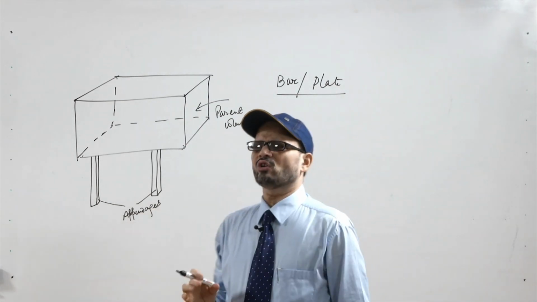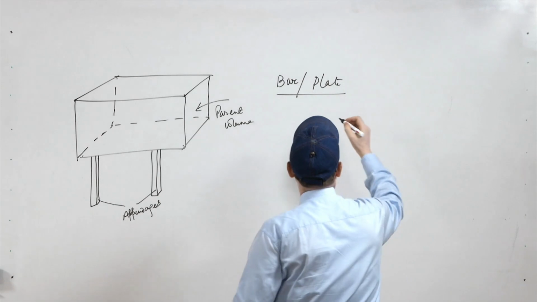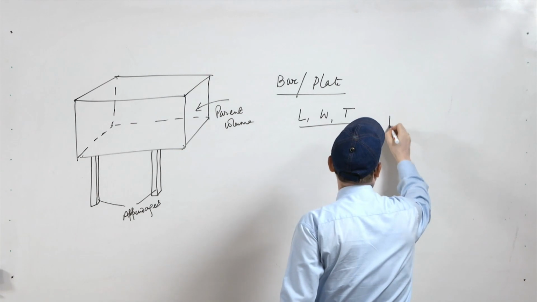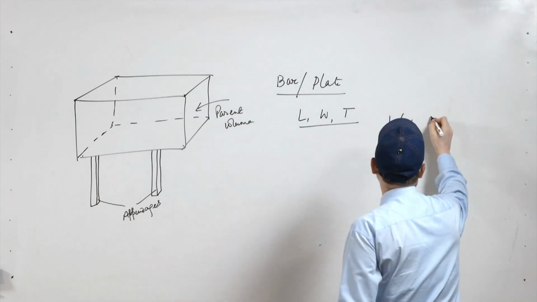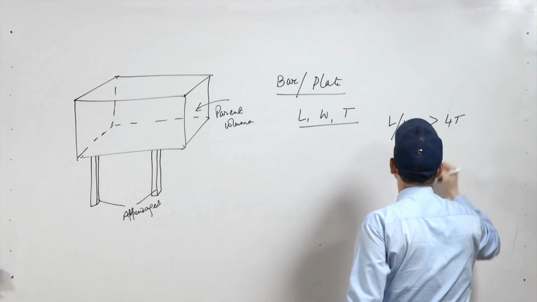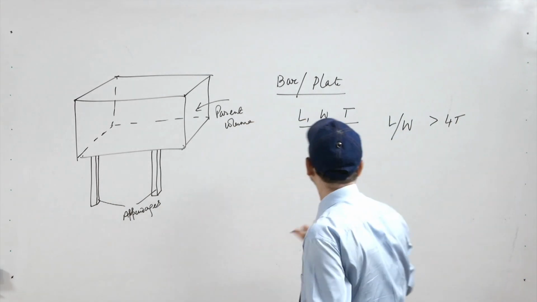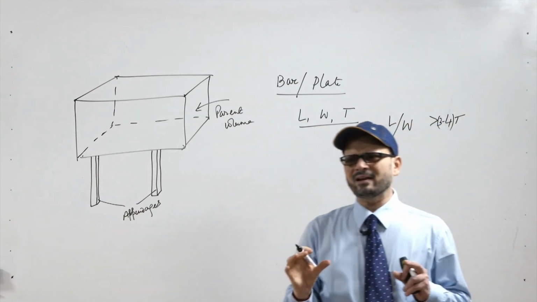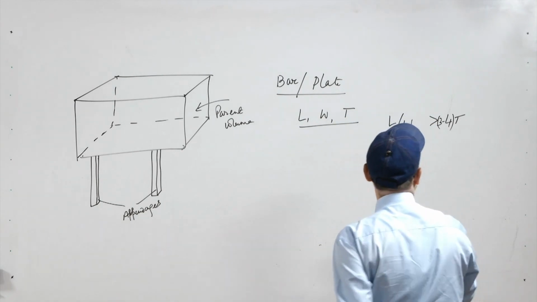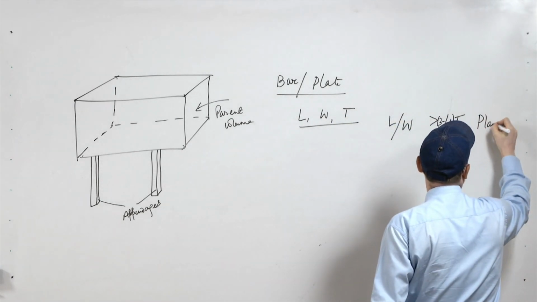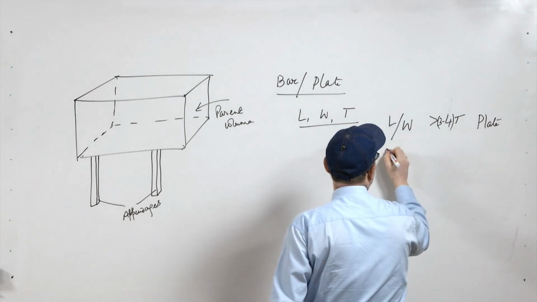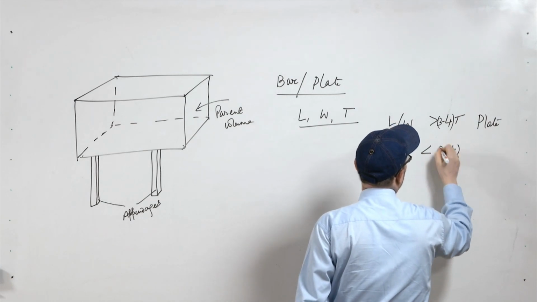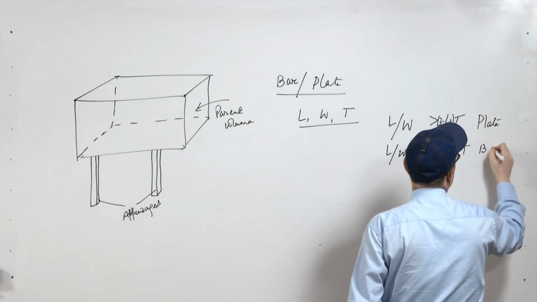So, what is a bar or what is a plate? Normally you have length, width and thickness. It is seen that if length or width is more than 4 times the thickness, or many a times 3 times the thickness, so 3 to 4 you can say, then you call it a plate. And if length or width is less than 3 to 4 times the thickness, then it is known as a bar.